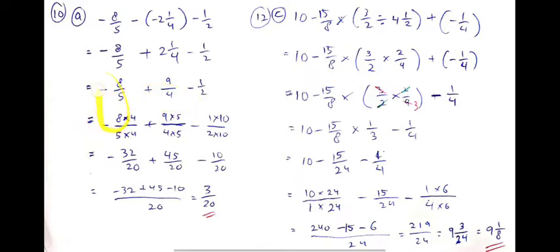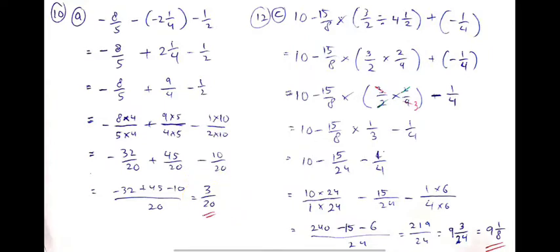So for the 8 over 5, because the 5 you want to change to 20, we just times 4 both. Remember, you have to times both the top and the bottom. For 4 we times 5. This one is times 10. So after all the denominators are the same, we can just combine the top ones here. So negative 32 plus 45 minus 10. And then finally, this is the answer. Now, this one is easy.